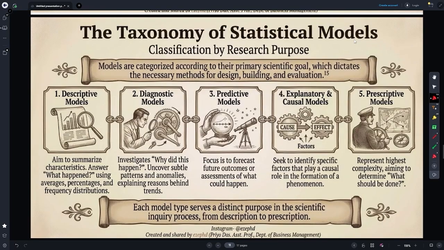Suppose this one. And in the next step, we should have a clear idea about the type of model that we are going to have. Whether we are going to have a descriptive model, diagnostic model, predictive model, explanatory model, or the prescriptive model. As the name suggests, a descriptive model basically summarizes the characteristics and it generally focuses on answering what happened. Next comes the diagnostic model, which is concerned with understanding why this happened. Here, the researcher basically tries to uncover subtle patterns and anomalies. The next one is the predictive model, where the focus is to forecast or predict the future on the basis of existing data. The next model is the explanatory or causal model, which seeks to identify specific factors that play a causal role in the formation of a phenomenon.